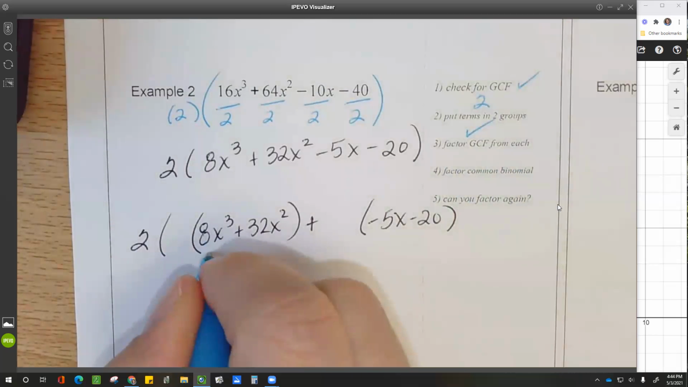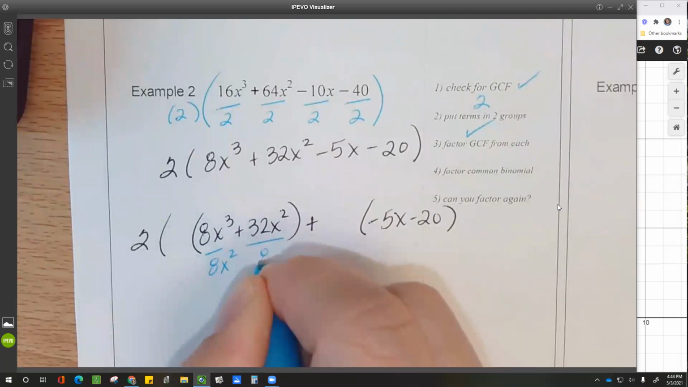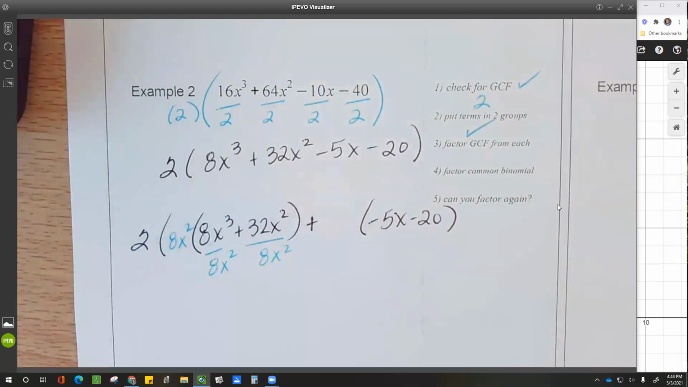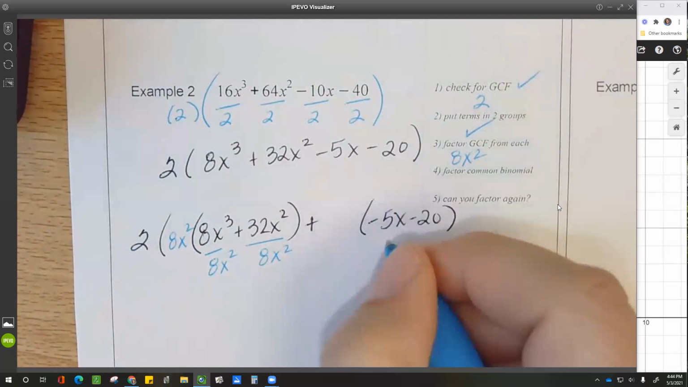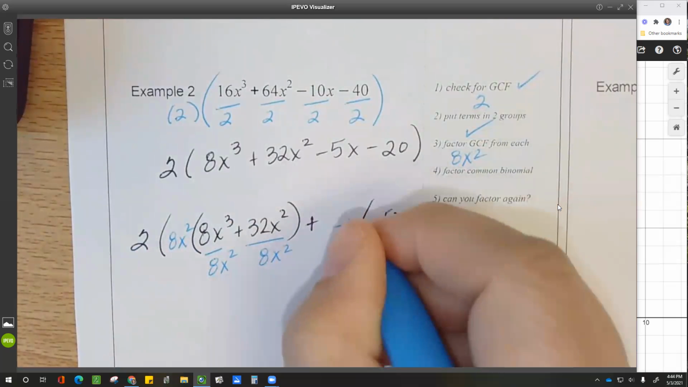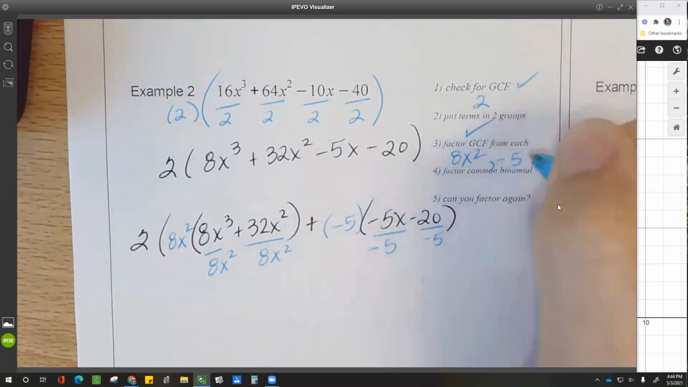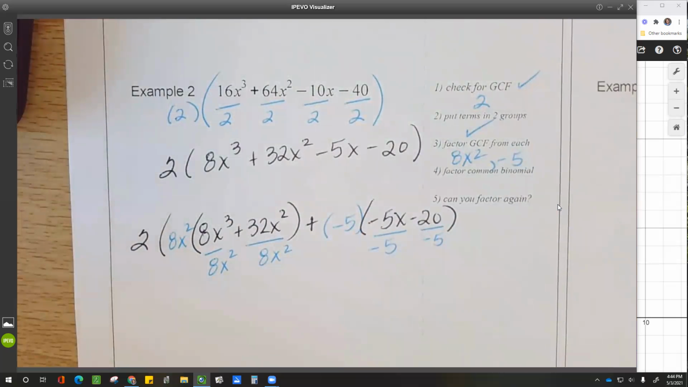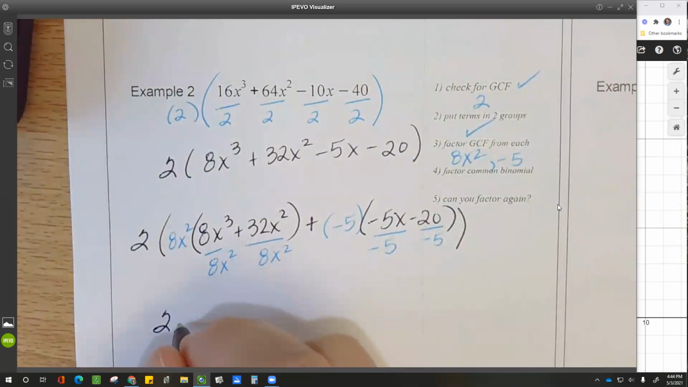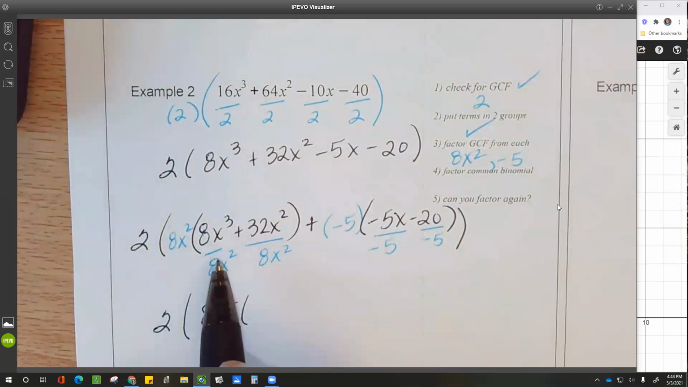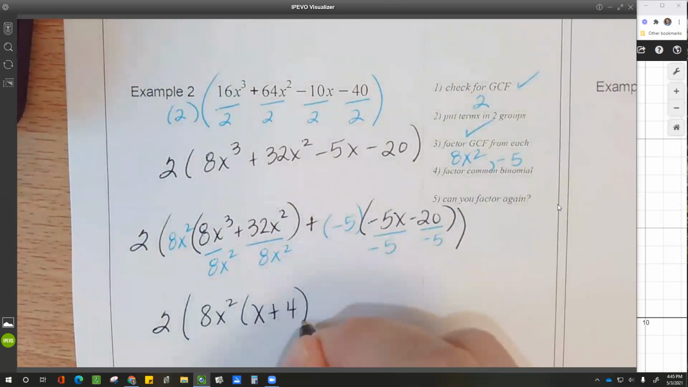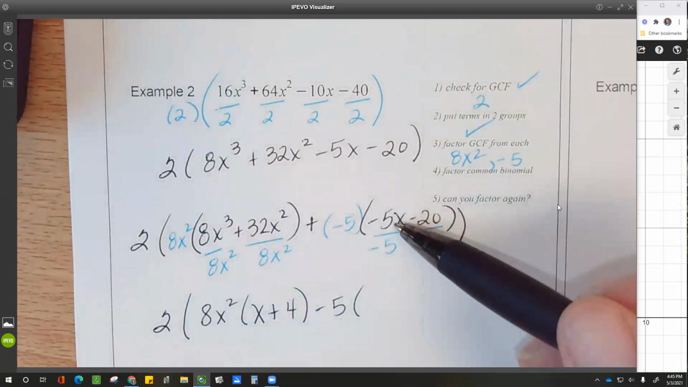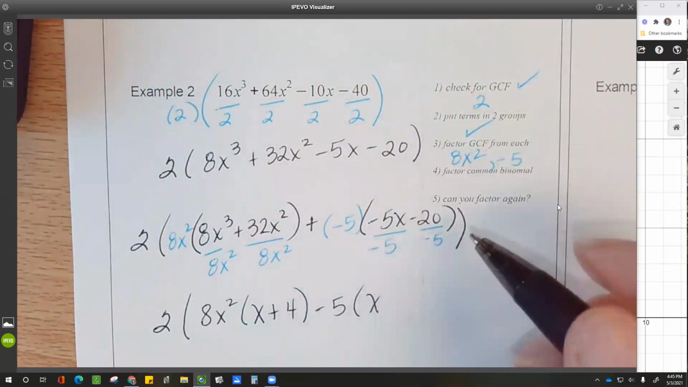In my first group, the common factor is 8x squared. In the second group, my common factor is negative 5. I need to simplify these. When I do, I need to make sure that I bring my 2 along. So rewritten, this is 2 times 8x squared times x plus 4, minus 5 times x plus, negative 20 over negative 5, which is 4.